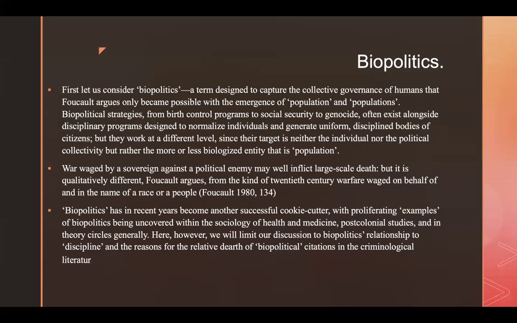Here, however, we will limit our discussion to biopolitics' relationship to discipline and the reasons for the relative dearth of biopolitical citations in criminological literature. So obviously, hate crimes, and hate crimes using the medical system or any aspect of health, involve this logic of biopolitics.